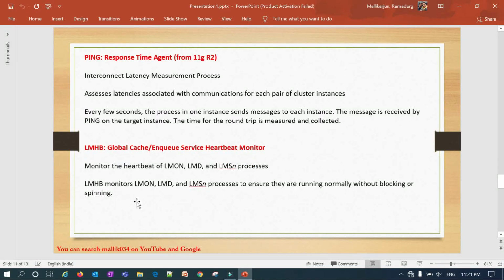And if I go to the next, ping, response time agent. The name ping itself will tell what it means. Whenever you want to check that the server is online or alive, you will always use the ping command, right? So what is the need of ping here?